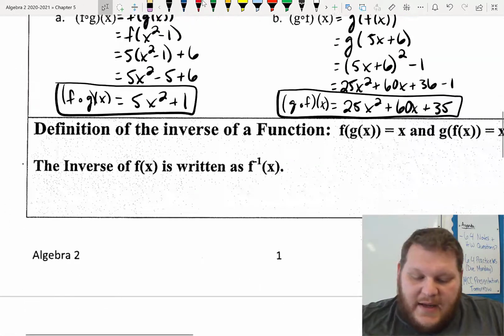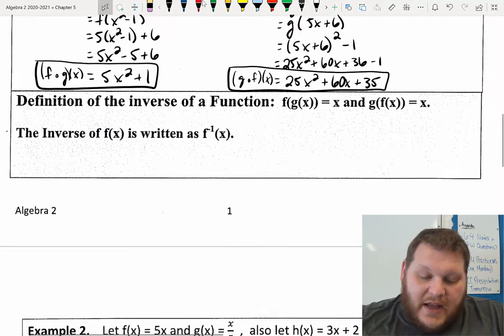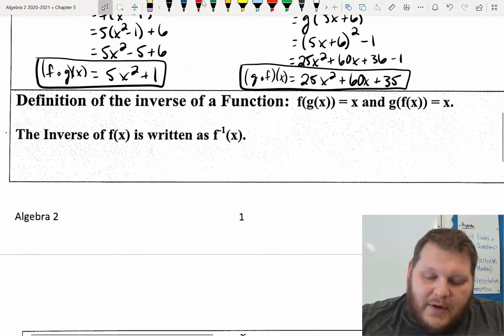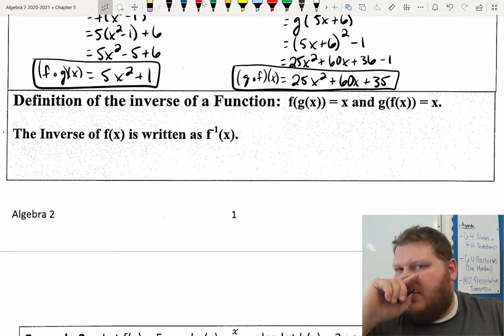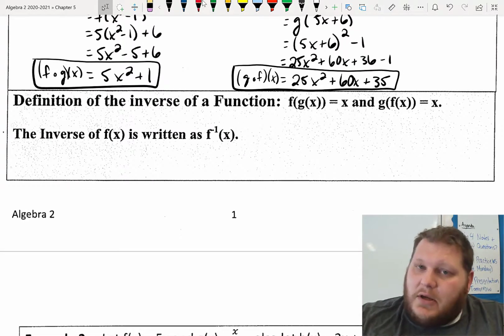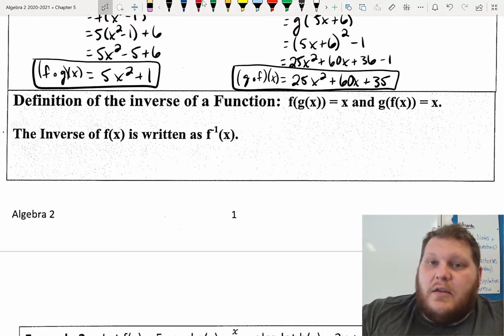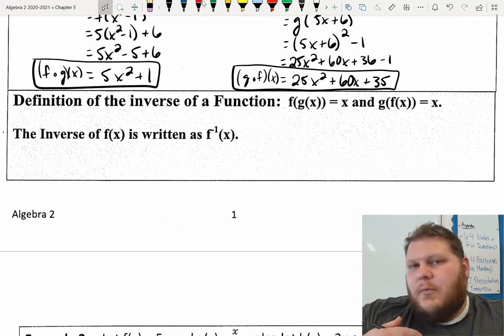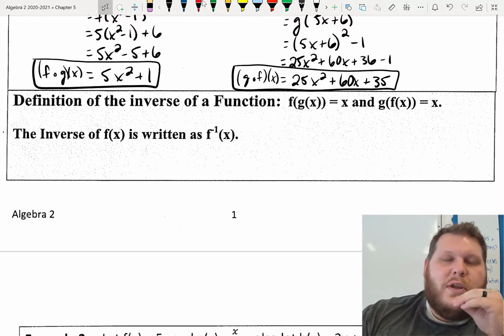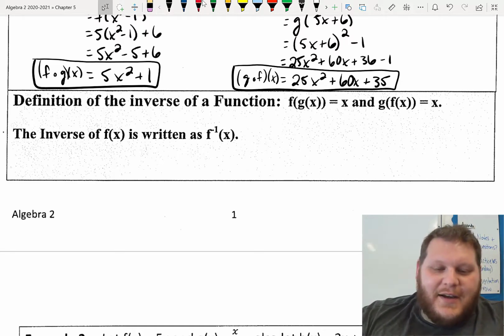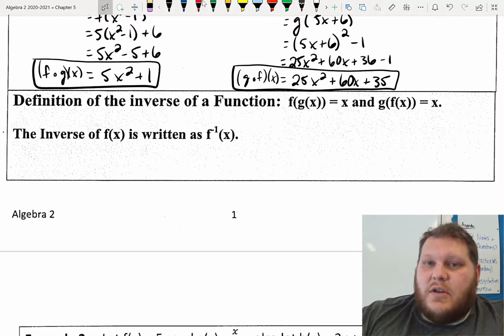All right, so our next main idea here is something called inverse functions. Now, we've talked about inverses a ton, more so in Algebra 1, but we still use inverses all the time in here. Inverses just meaning things that undo each other, right? Addition and subtraction are inverses of each other. Multiplication and division, squaring and square rooting something, cubing and cube rooting something are inverses of each other. But two functions can also be the inverses of each other as well.